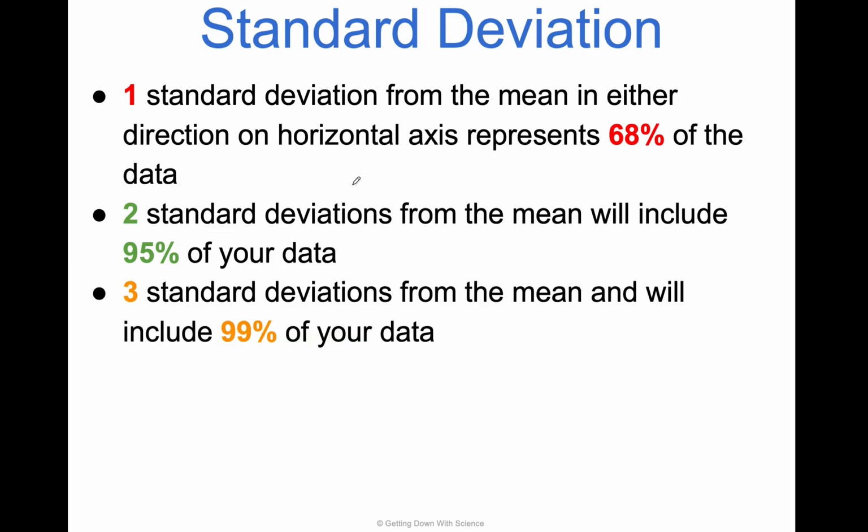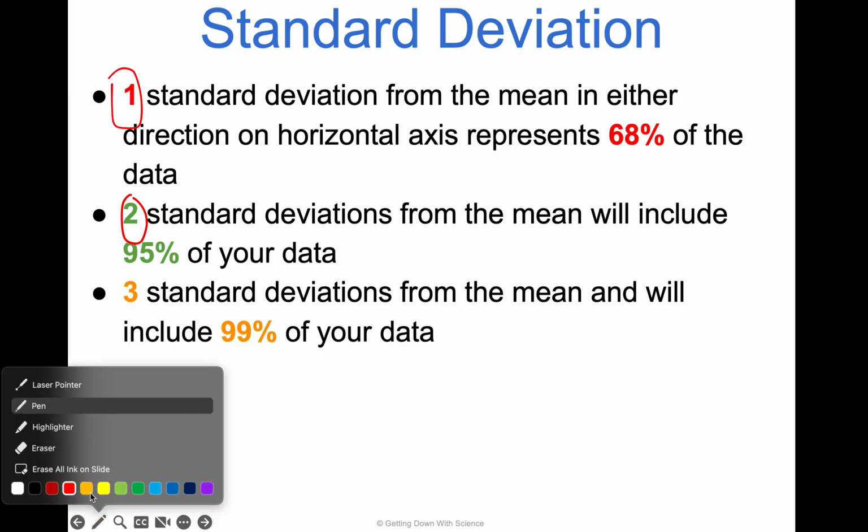3 standard deviations from the mean will include 99% of your data, right? So even some of those outliers get included in there. We're really looking for all of our data to be within 2 standard deviations. If it's within 1, that's great, but generally that doesn't happen.